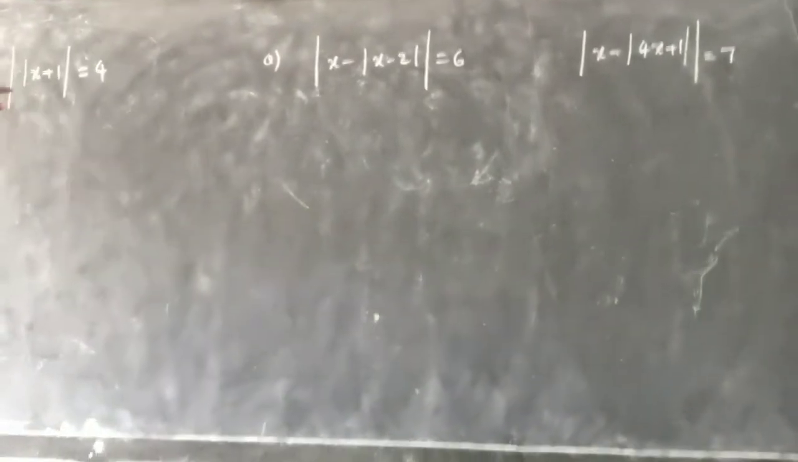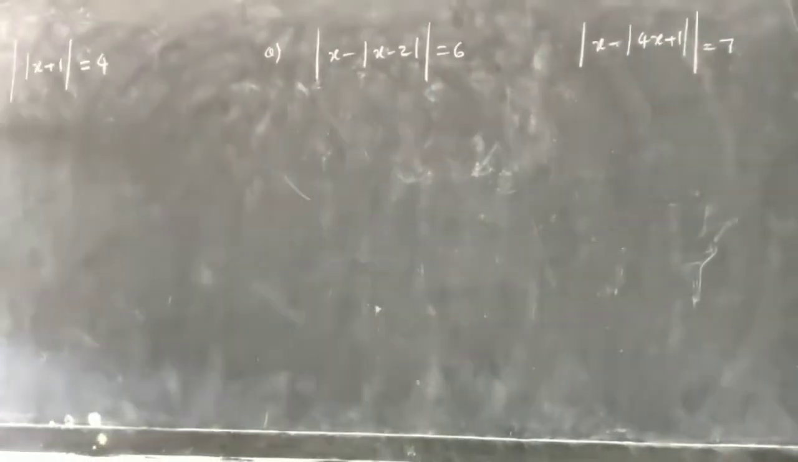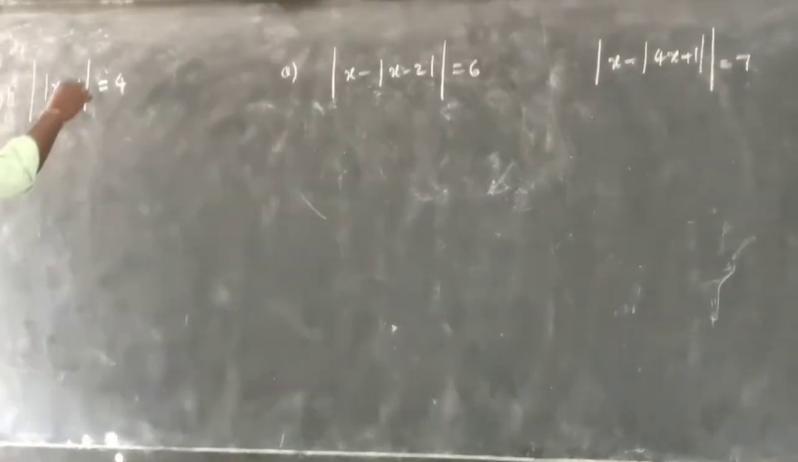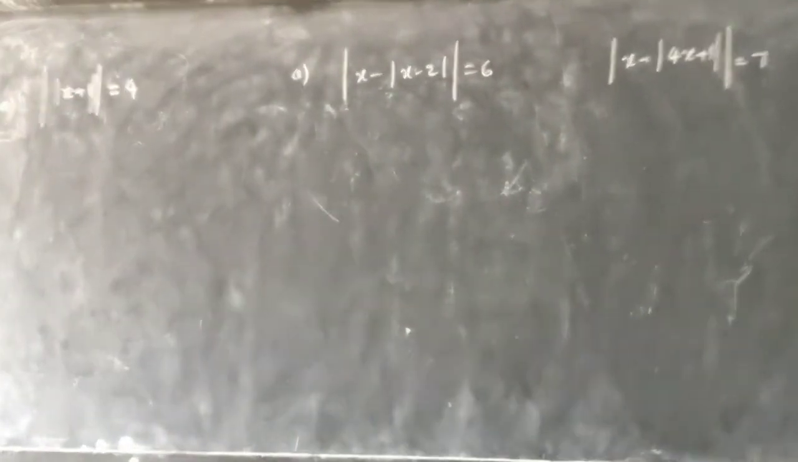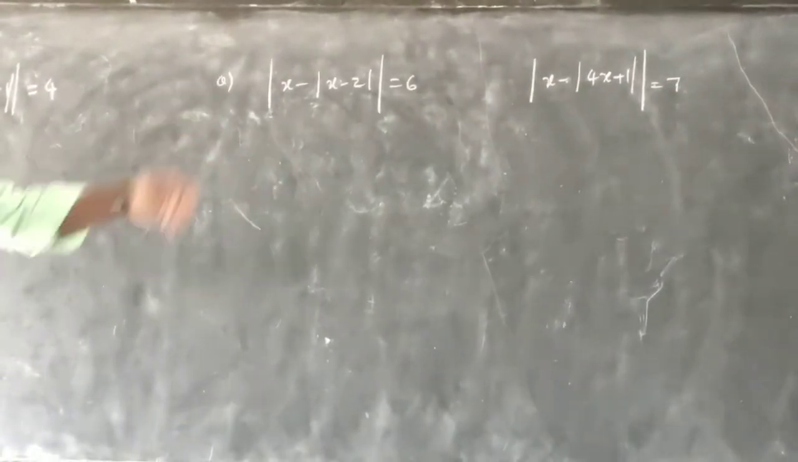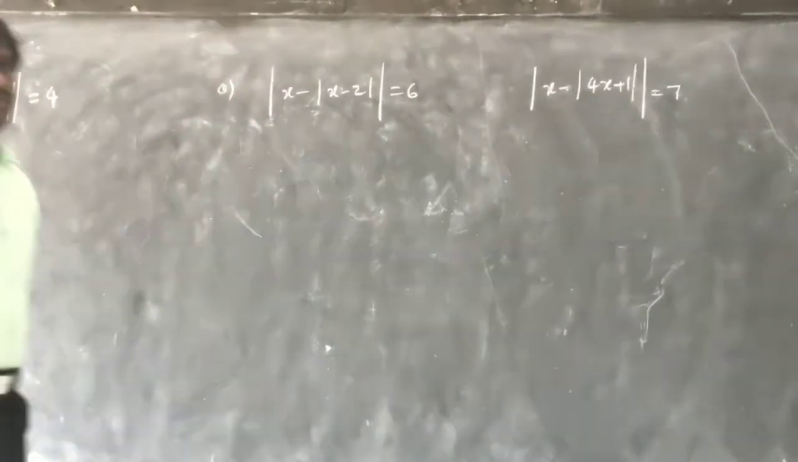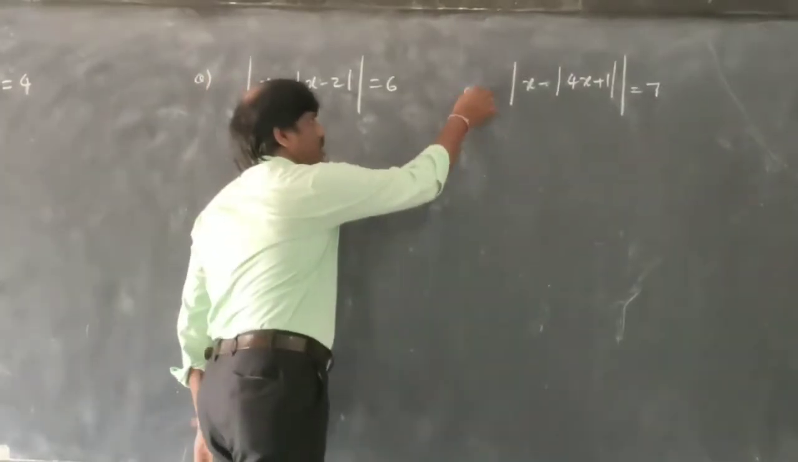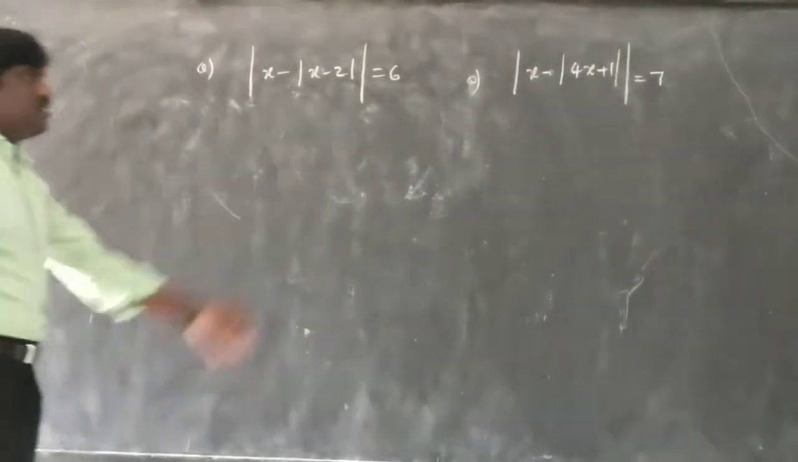See here, you have this question now. Modulus of x plus 1 is equal to 4. How to solve this one? Modulus of x minus modulus of x minus 2 is equal to 6. How to solve this? How to solve these questions? Now I am going to explain the questions on this mod.